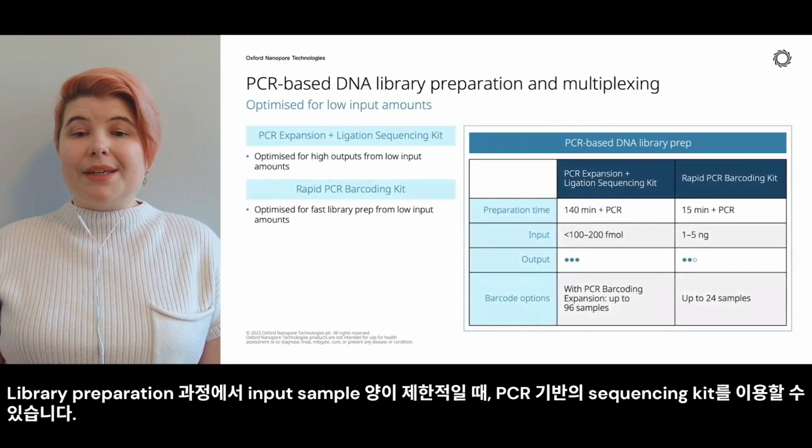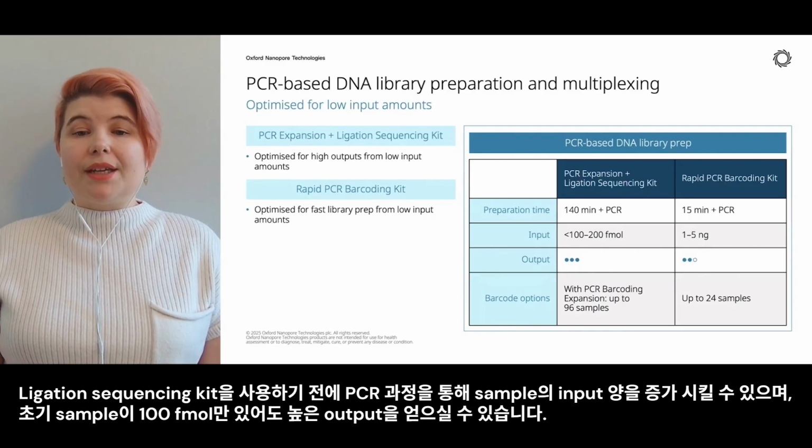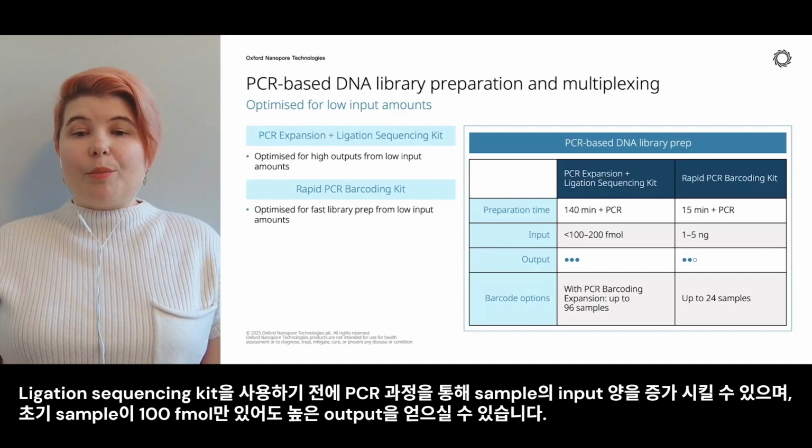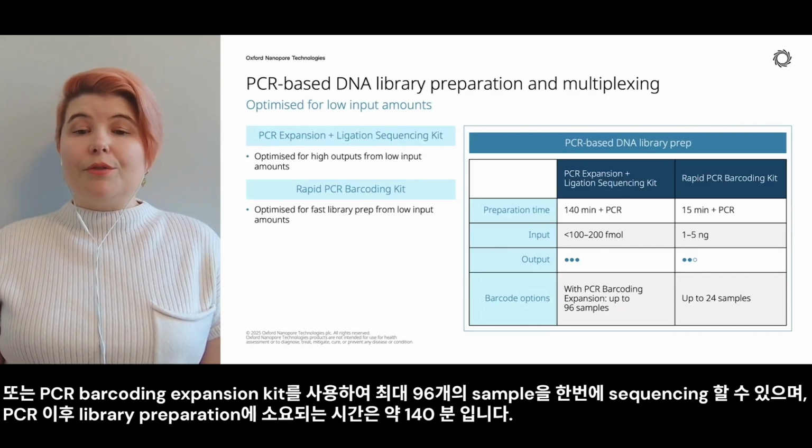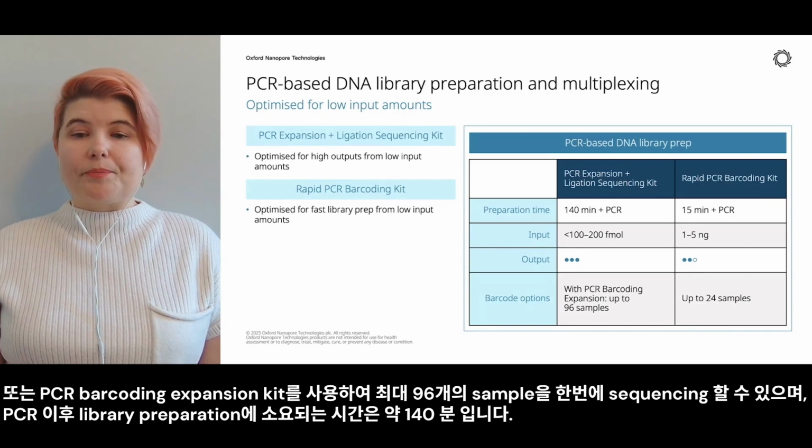For those with a limited amount of input material, PCR-based sequencing kits are available. The PCR expansion can be used to increase sample input prior to the use of the ligation sequencing kit, yielding high outputs from as little as 100 femtomole of starting sample. Alternatively, the PCR barcoding expansion kit can be used to multiplex up to 96 samples with a preparation time of around 140 minutes after PCR.